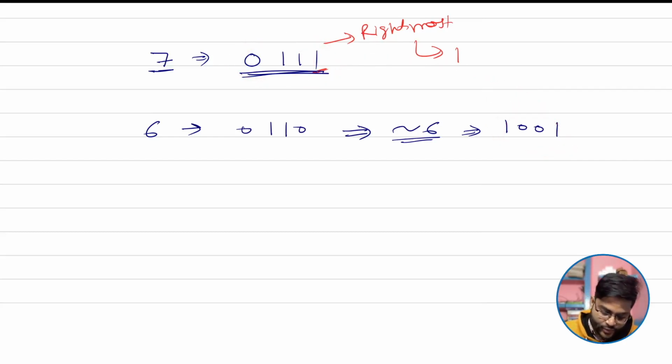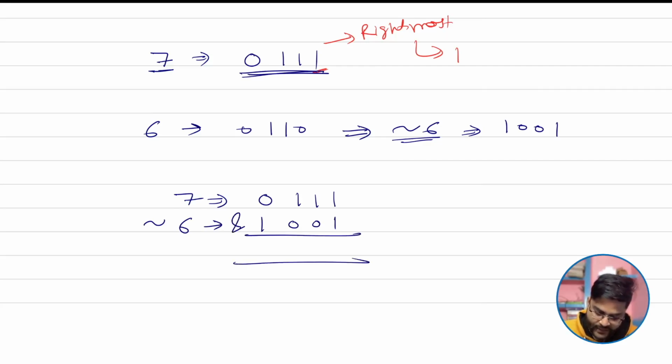Okay, let me do this. So it is 7, which is 0111. And if I take the invert of 6, it will be 1001. And if I do bitwise AND, it will be 1, it will be 0, it will be 0, it will be 0.